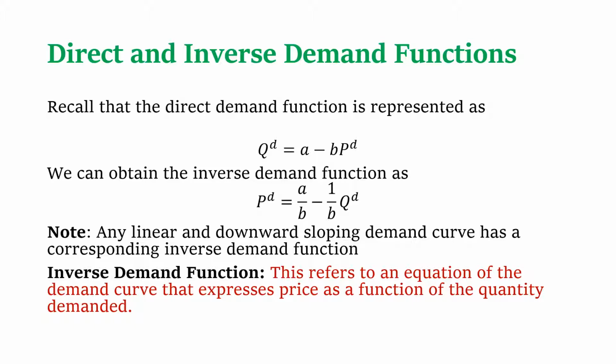So for any linear and downward sloping demand curve, it has a corresponding inverse demand function, right? The inverse demand function refers to an equation of the demand curve that expresses price as a function of the quantity demanded. That is the inverse. And this is what you need to obtain before you derive the profit maximizing level of output for a farm.